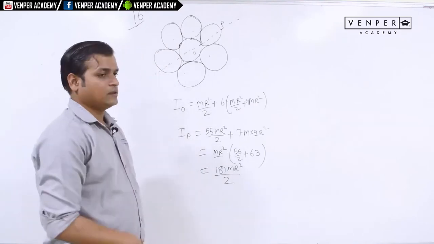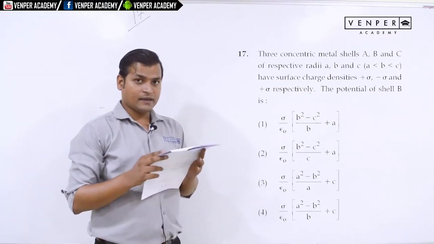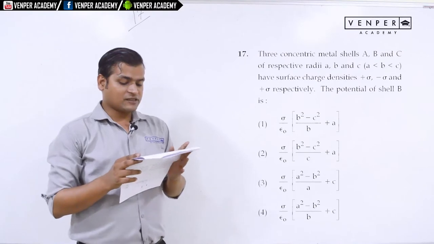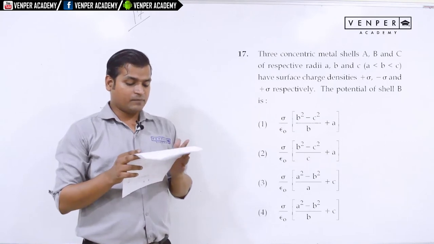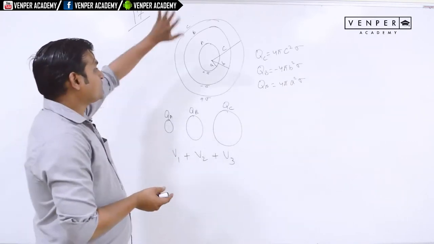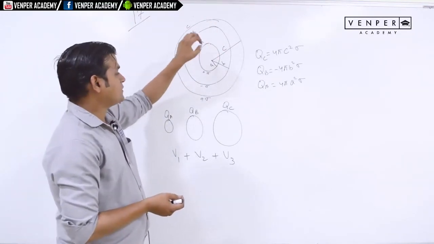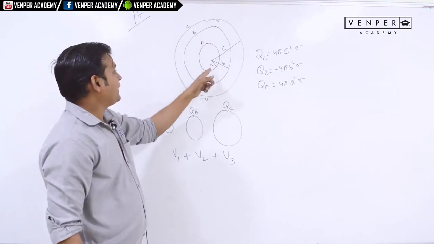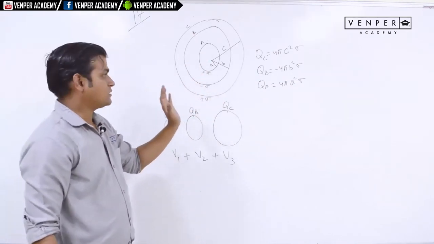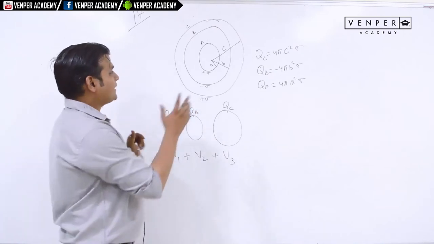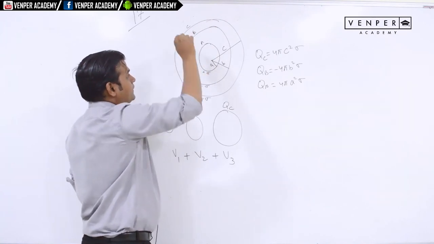So the correct answer is... Next question: 3 concentric metal shells A, B and C of respective radii a, b and c have surface charge density plus sigma, minus sigma and plus sigma respectively. The potential of shell B is. Say in this question, the surface charge density of 3 spherical shells is given. For the spherical shell having radius a it is given as plus sigma, minus sigma, and again for the outer shell it is given as plus sigma. Clear. Now they are asking what is the electric potential on the shell B.